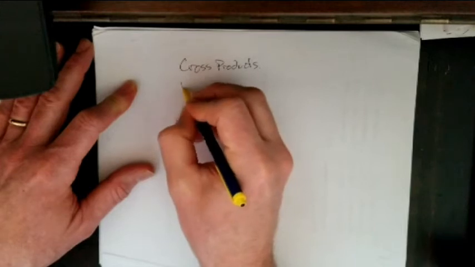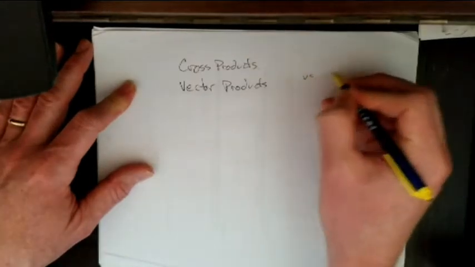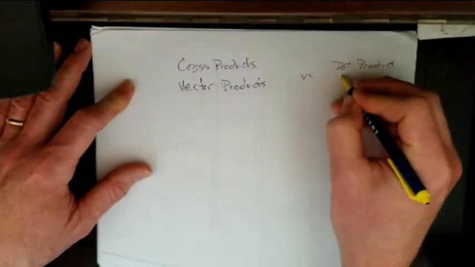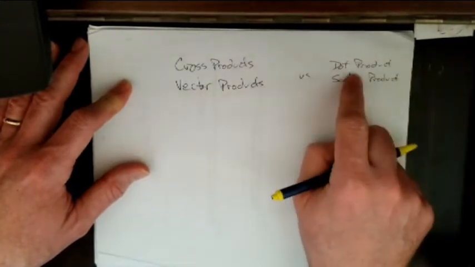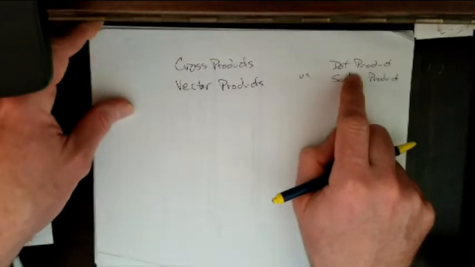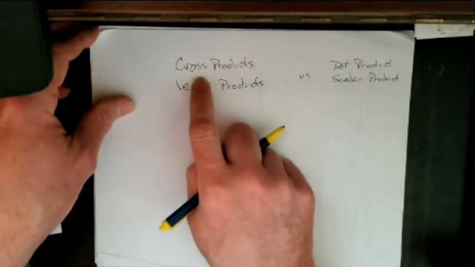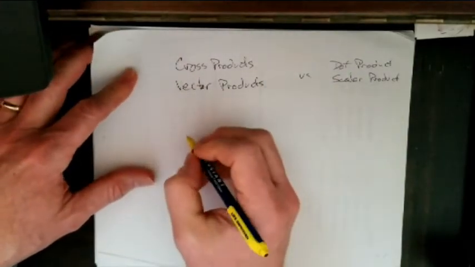This is a quick review refresher on cross products, also known as vector products, versus the other kind, which is a dot product, otherwise known as a scalar product. The reason it's called a dot product is because the symbol that you use is a dot, and the reason you call this a cross product is the symbol is a cross.